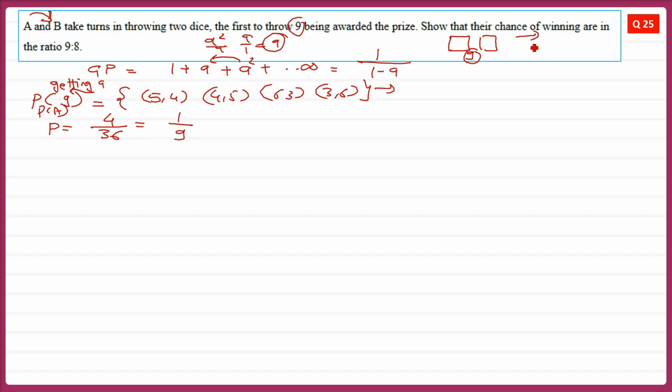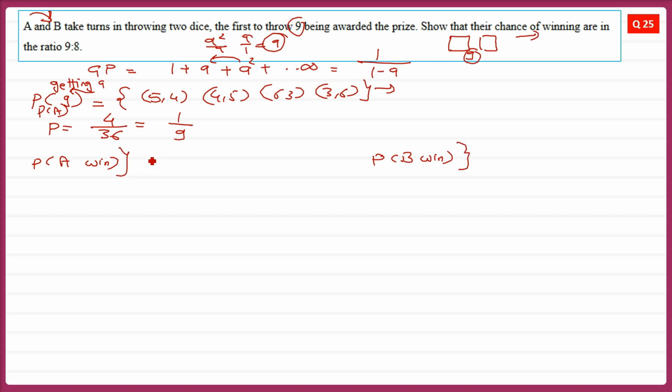Now what is the chance of winning when A starts and B follows? There are multiple ways in which A can win, and there are different ways in which B can also win. So let's understand those possibilities. When A is going to win and when B is going to win, I am going to show you both of them on the same screen side by side, so that you understand well what is actually happening.